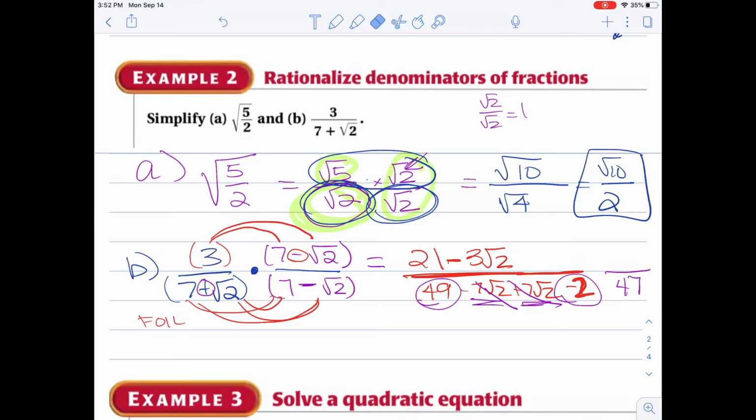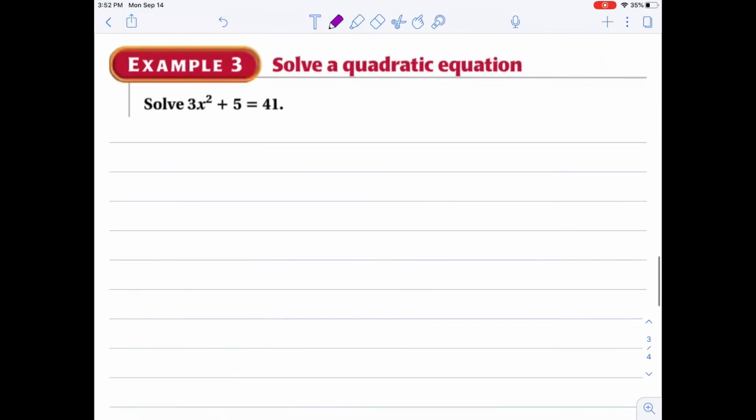And then 21 minus the 3 root of 2 is just, there's nothing you can do with that. You just have to leave it the way it is. So we have 21 minus 3 root of 2.